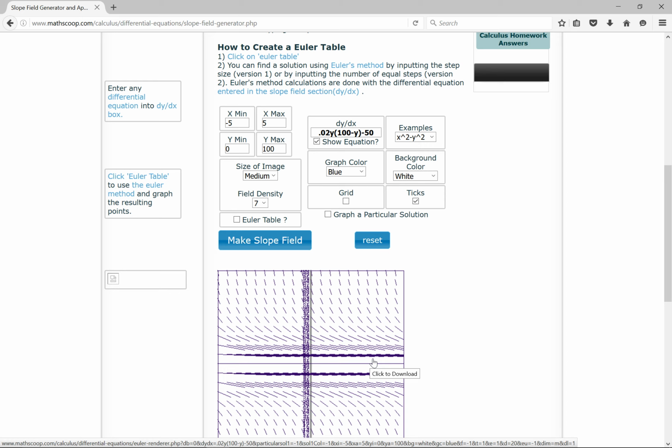And now remember, that's going from 0 to 100. This is not very good resolution, but what does that look like right across from there? It looks like an equilibrium. At where? Well, I don't know.